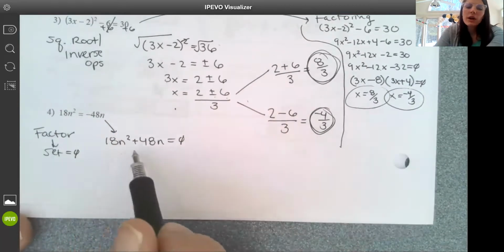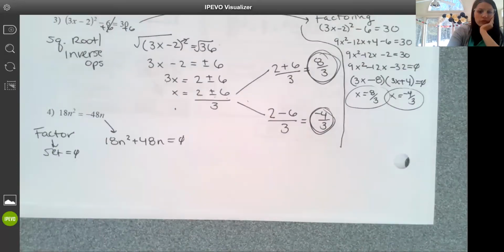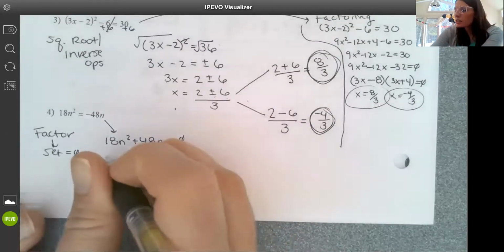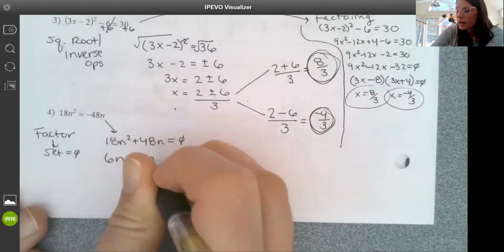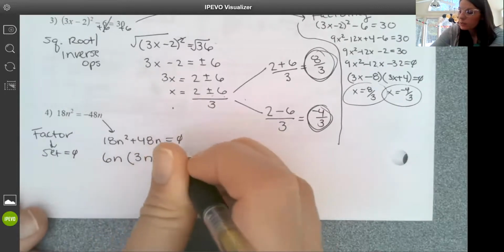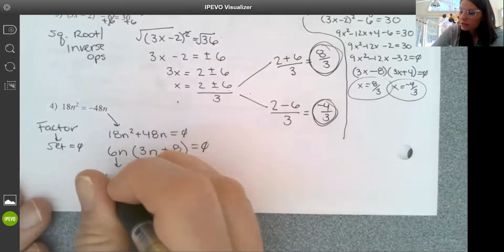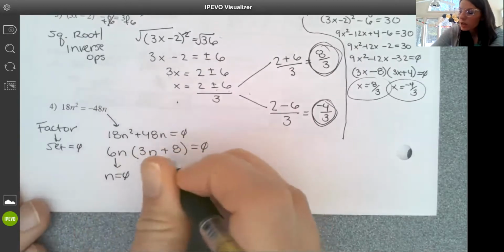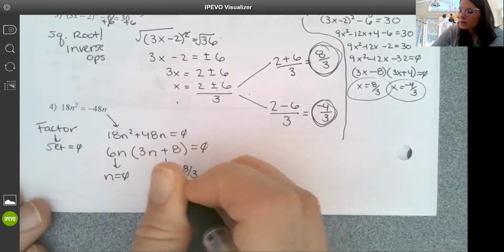And then the way that we would factor this quadratic is by using GCF. So I can take a 6n out here, leaving me with 3n plus 8. And then here are my two factors. So this first factor is going to give me n equals 0. My second factor giving me n equals -8/3.